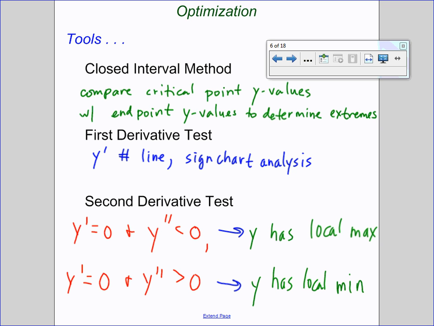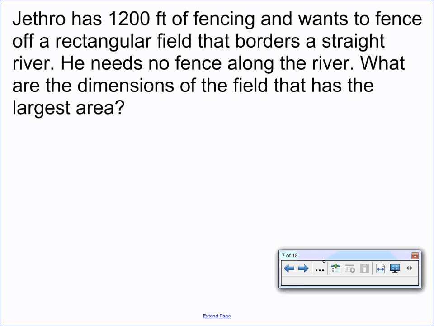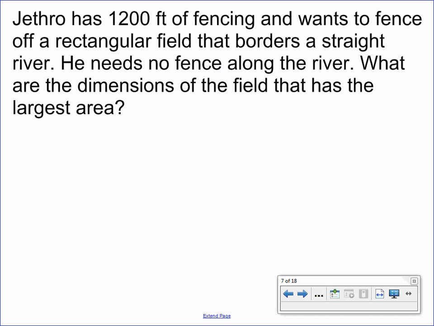And so I want you to know that these work in collaboration, in cooperation together. So we'll typically use more than one together just to verify our answer and make sure we know what's going on. All right, so let's go ahead and try some. Everybody find our Jethro example.